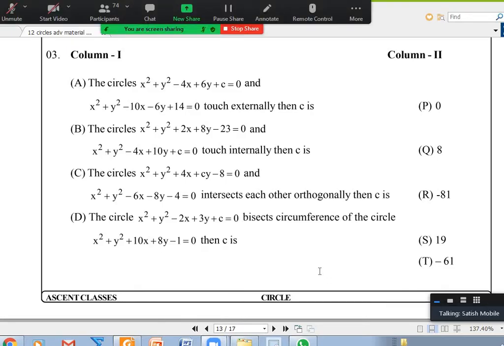Second one, they should touch internally. So quite a similar question. Here the center is (-1, -4) and the radius is root of 16 plus 1, 17, root 40. The next one is (2, -5), and the radius is root of 29 minus C.